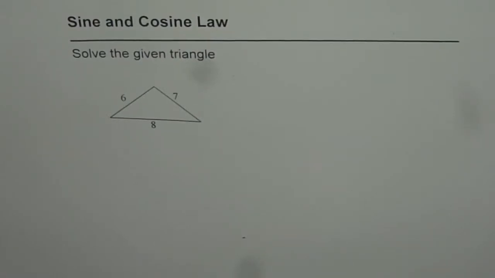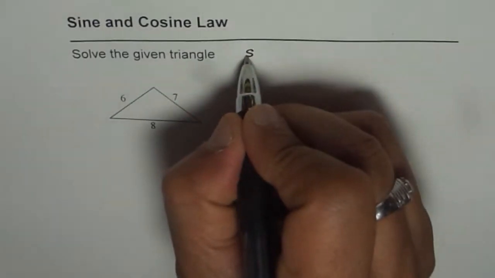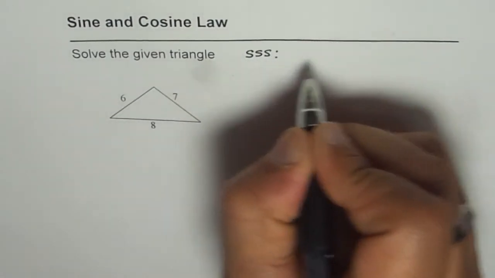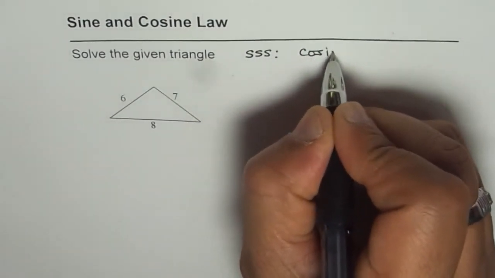So we are trying to understand how to solve a given triangle with the help of sine or cosine law. In this case, we are given a triangle with sides of 6, 7 and 8 units. Now since the sides are given to us, we should use cosine law, right? So this is the case of SSS, sides are given to us, and therefore we are going to use cosine law.